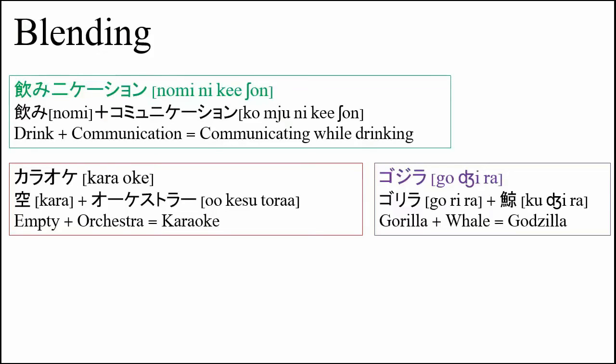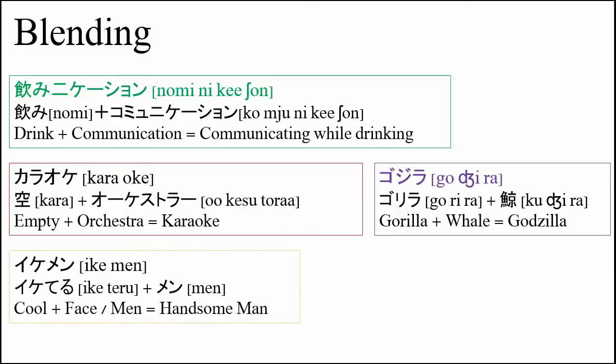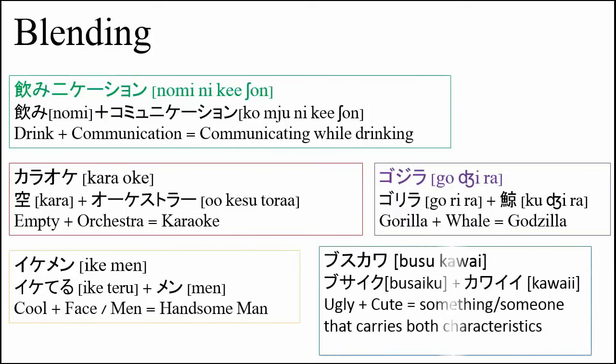Another popular word used in Japan is ikemen. Ike comes from iketeru, meaning cool, and men can mean face in Japanese or the English word men. Either way, this word is used to describe handsome men. And finally, we have busukawa. Busu is short for busaiku, meaning ugly, and kawa is short for kawaii, which means cute. This word is used for describing something or someone that carries both cute and not very cute characteristics.